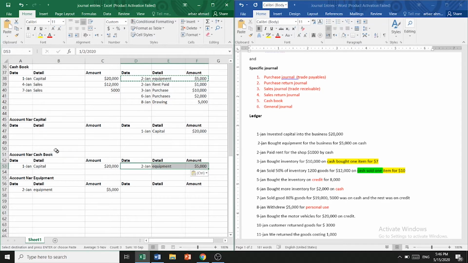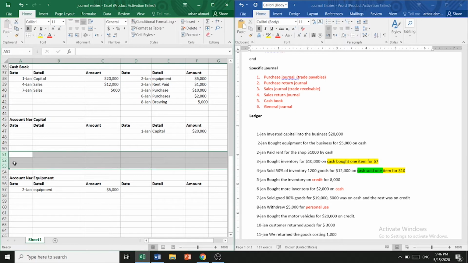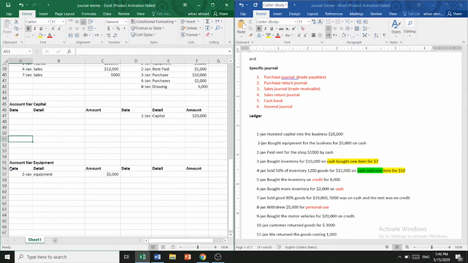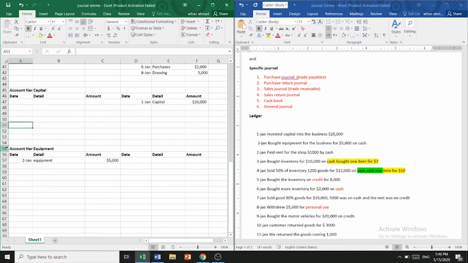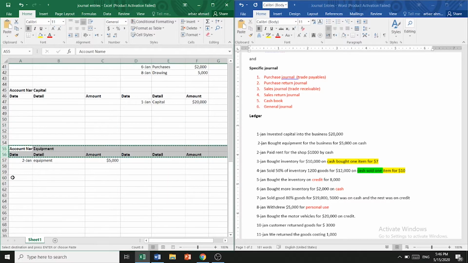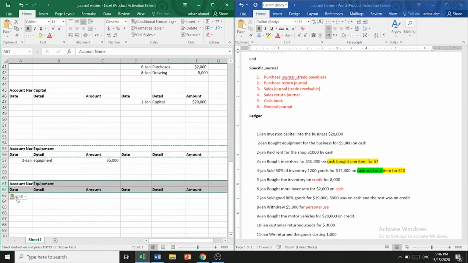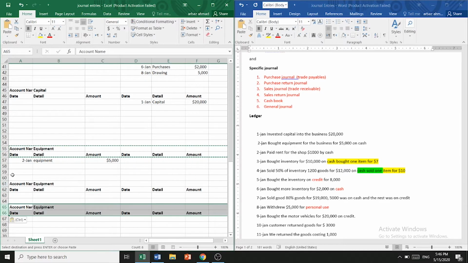Actually what we can do is just copy everything from the cash book, or we can just use the same cash book. So if you are using the same cash book, we don't need to have this, and we need to have other accounts. Therefore I am going to copy this again and I am going to make more accounts.